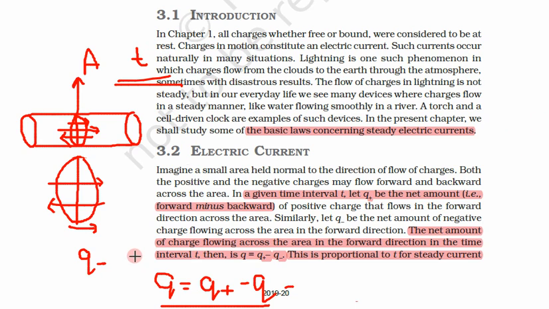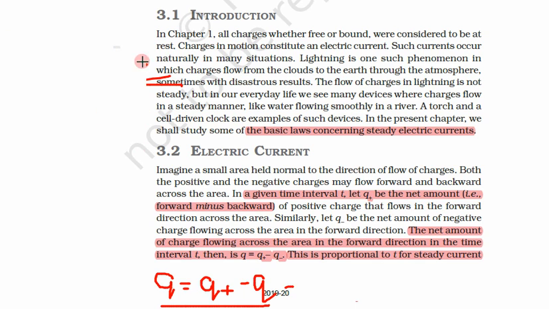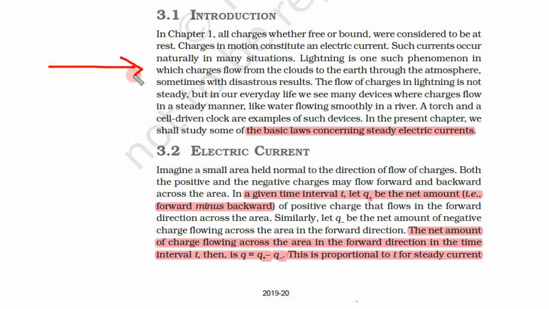Why has this become a problem? Because charges are of two types, positive as well as negative. In other things, simply one thing is moving, either matter or heat, but charge has two types, positive and negative.